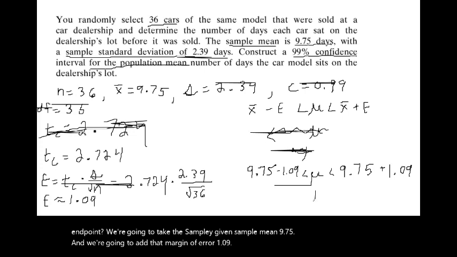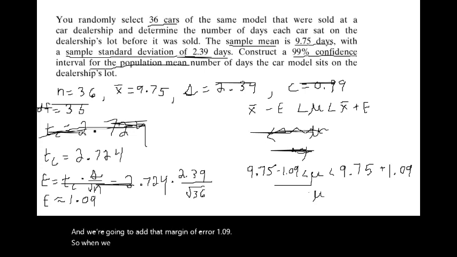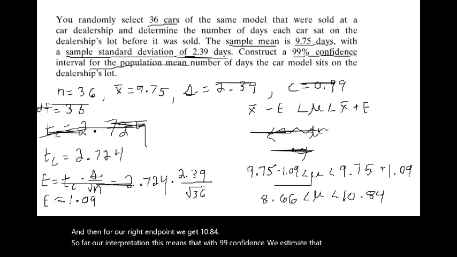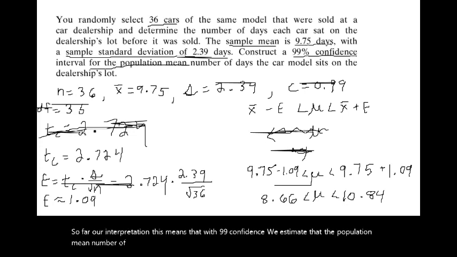So when we do all of the subtracting and the adding for our left endpoint, we get 8.66. And then for our right endpoint, we get 10.84. So for our interpretation, this means that with 99% confidence, we estimate that the population mean number of days that this model car sits on the dealership's lot is between 8.66 days and 10.84 days.